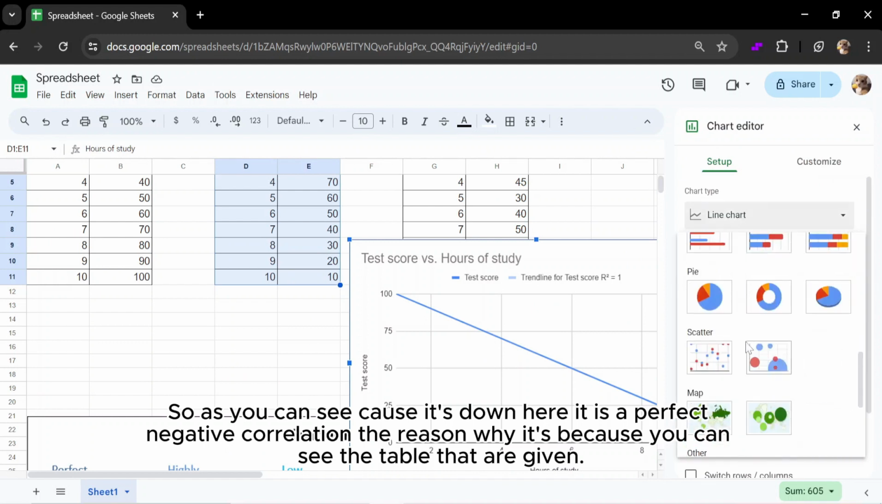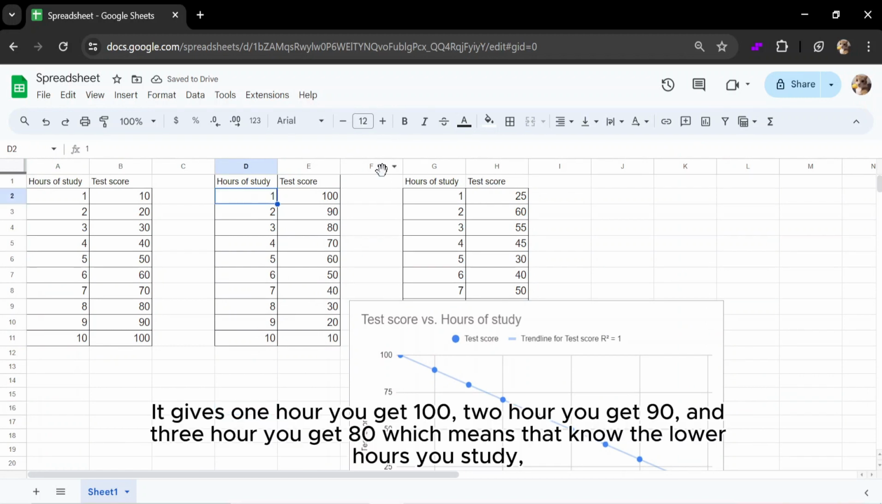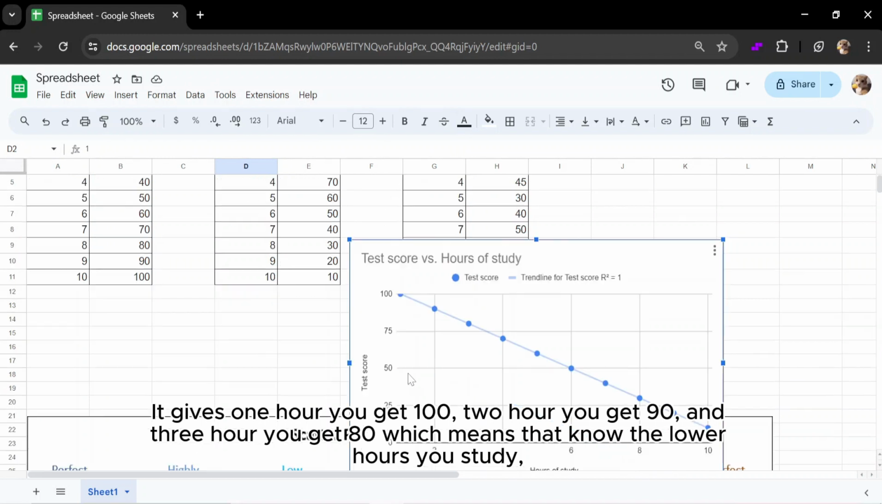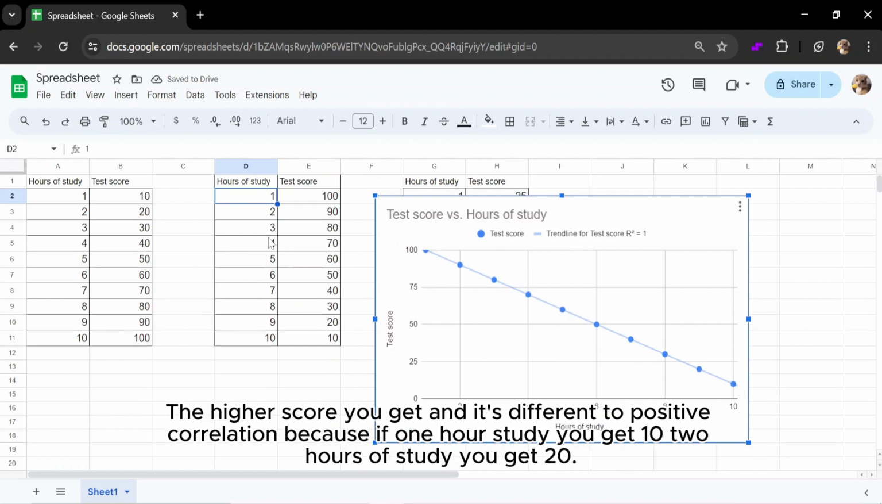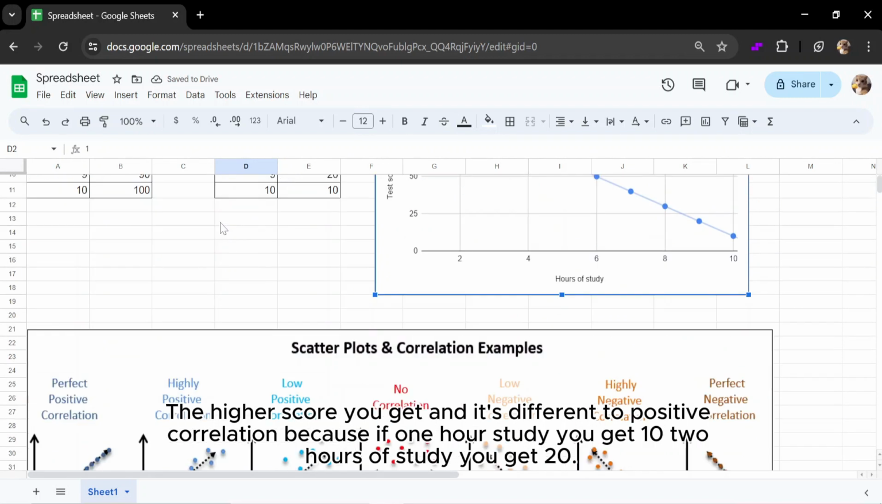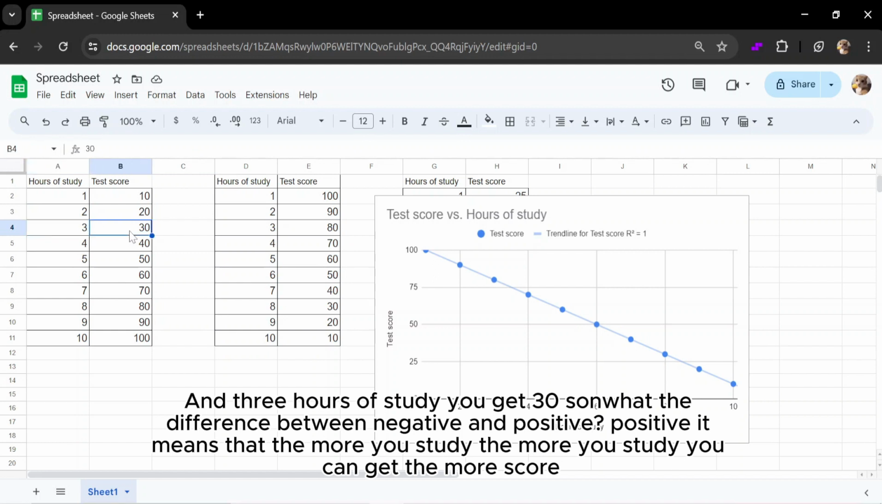The reason why is because you can see this table that I've given. 1 hour, you get 100. 2 hours, you get 90. And 3 hours, you get 80. Which means that the fewer hours you study, the higher score you get. And it's different from positive correlation because if 1 hour of study, you get 10. 2 hours of study, you get 20. And 3 hours of study, you get 30.